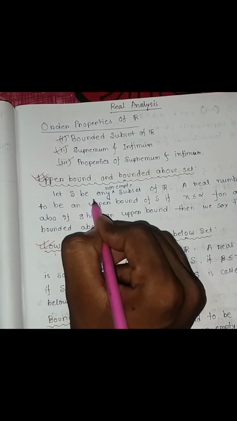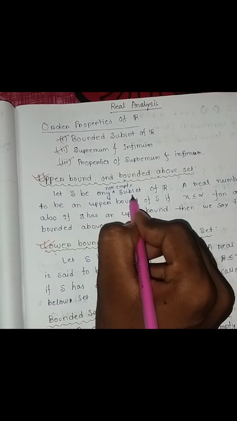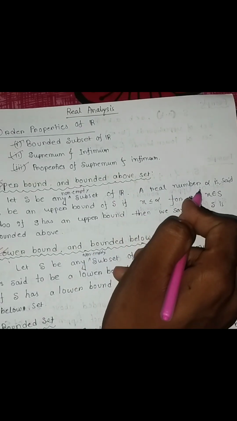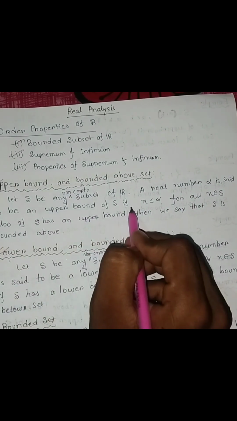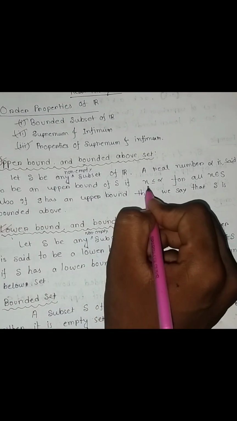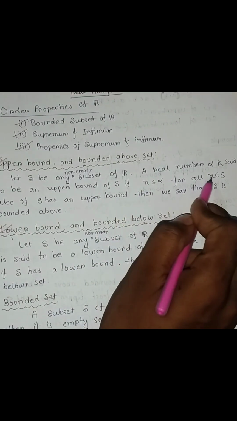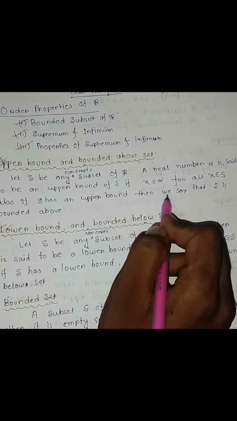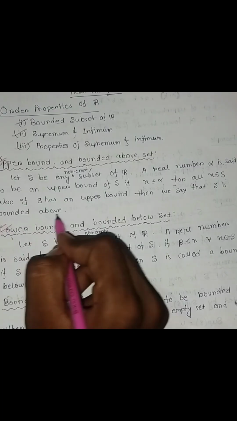Let H be any non-empty subset of real numbers. A real number alpha is said to be an upper bound of H if x is less than or equal to alpha for all x belongs to H. Also, if H has an upper bound, then we say that H is bounded above.